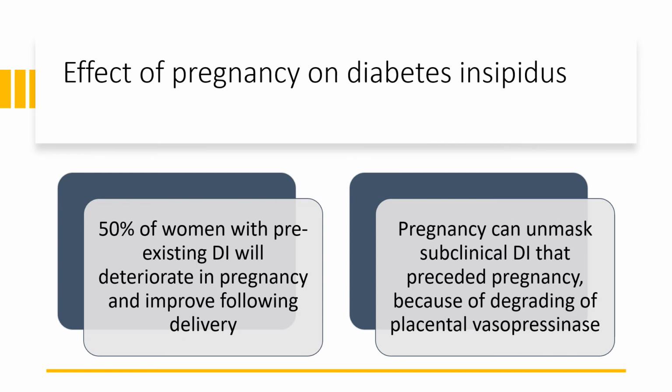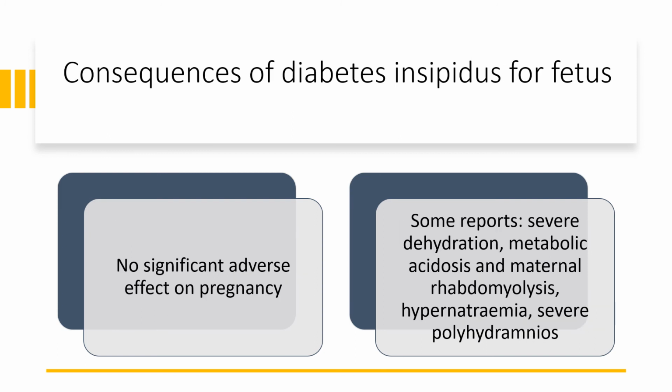Effects of pregnancy on diabetes insipidus. 50% of women with pre-existing diabetes insipidus will deteriorate in pregnancy and improve following delivery. Pregnancy can unmask subclinical diabetes insipidus that preceded pregnancy because of degrading of placental vasopressinase. Consequences of diabetes insipidus for the fetus. No adverse effects have been seen in pregnancy. However, some reports have shown severe dehydration, metabolic acidosis, maternal rhabdomyolysis, hypernatremia, and severe polyhydramnios.